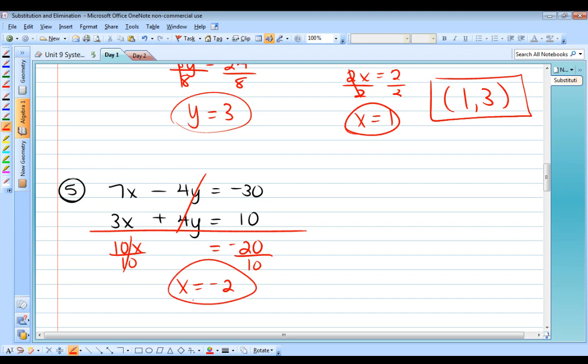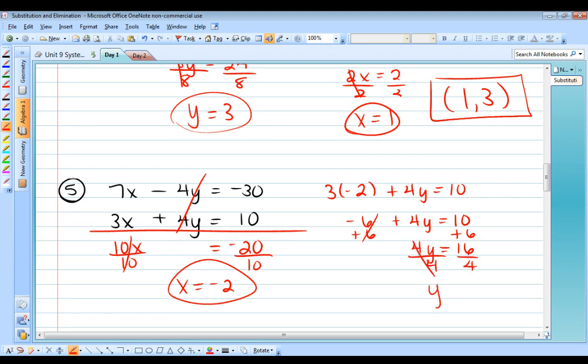And then you can plug that in for one of your originals. I'm going to use the bottom original equation, the 3x plus 4y equals 10, because those just have smaller numbers, and it will be a little bit simpler to work with. So 3 times negative 2 plus 4y equals 10. 3 times negative 2 is negative 6, and I'm going to copy the rest. And then I'm going to add 6 to both sides. So 4y equals 16. Divide by 4, and y equals 4. So that ordered pair will be the ordered pair negative 2, 4 for this system.